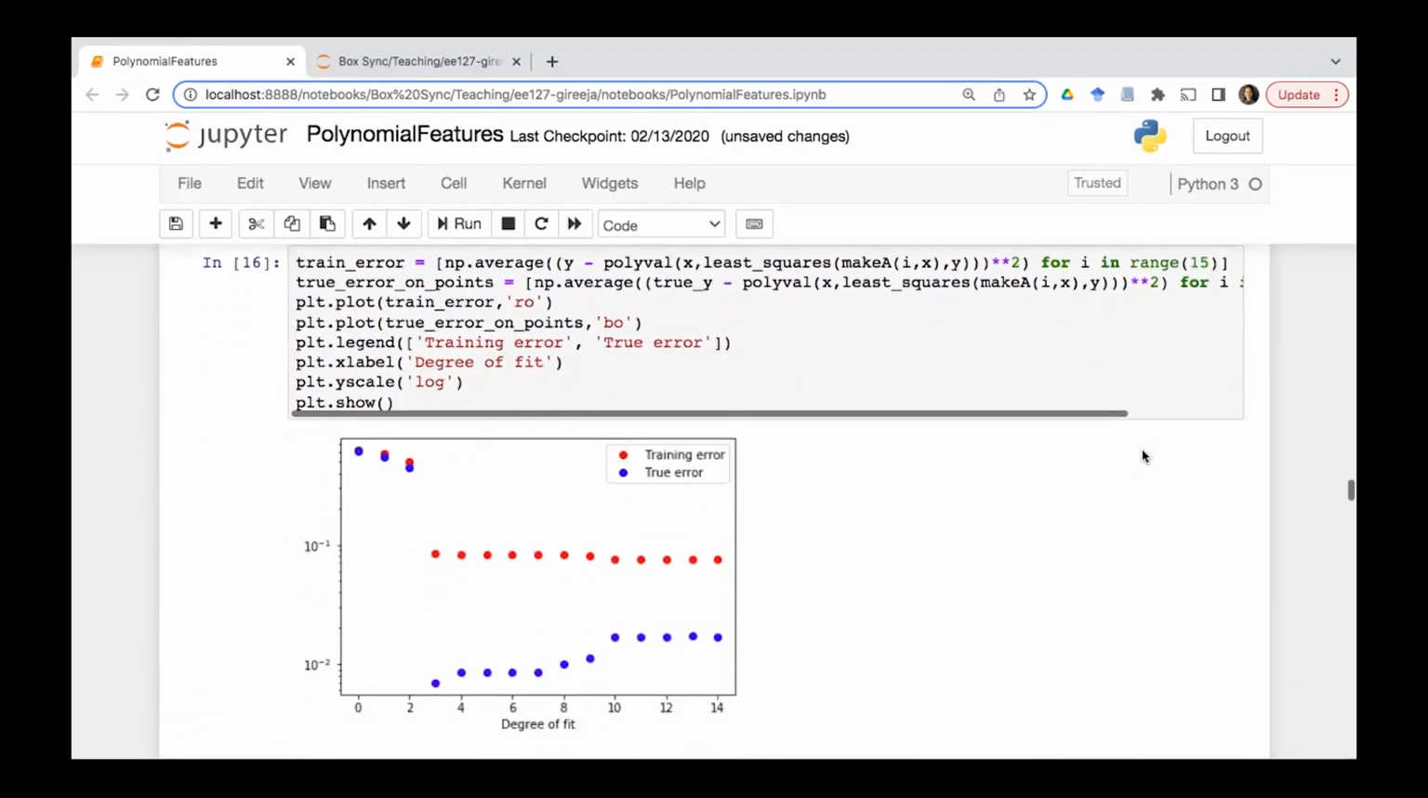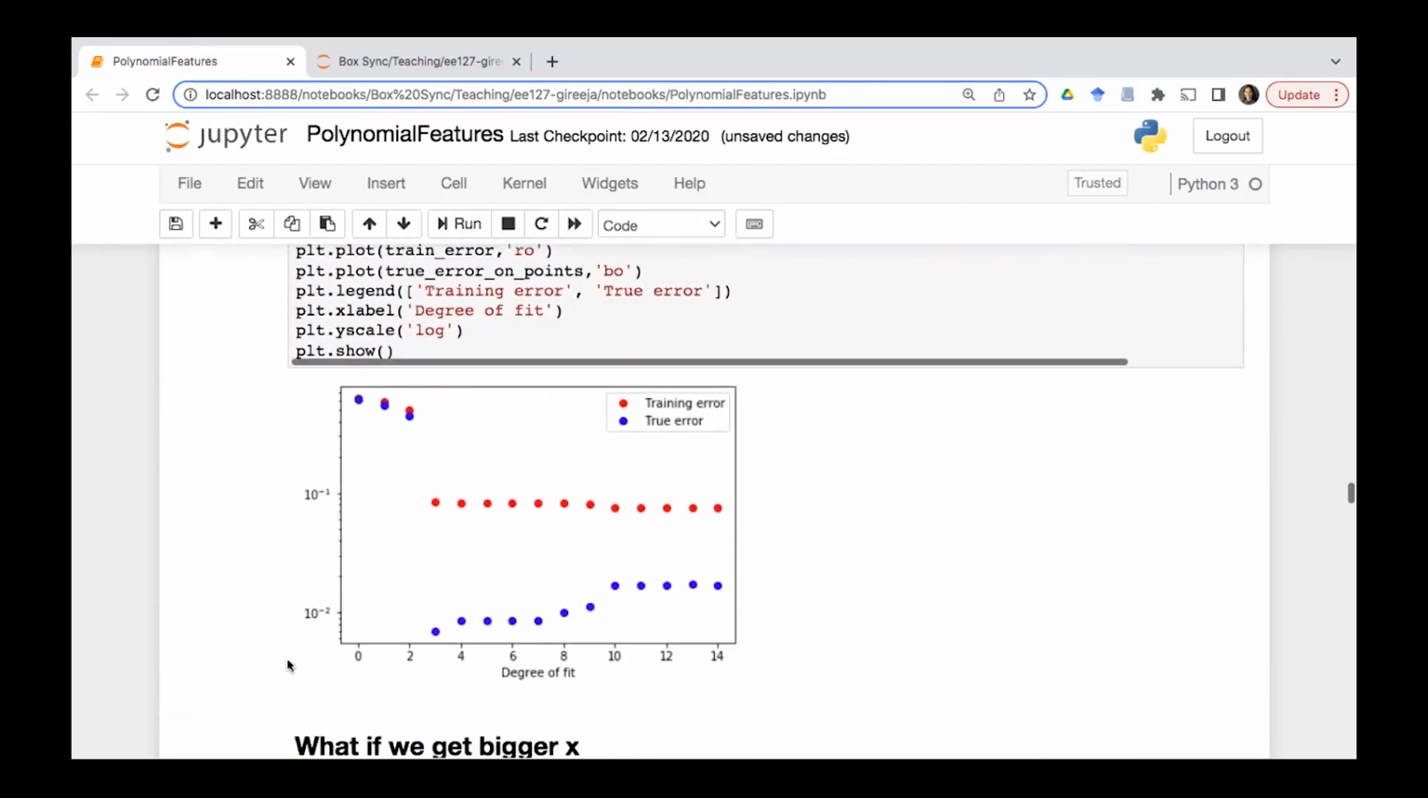So I can do this, and I have this plot here. What I'm looking at here is the x-axis is the degree of fit. So I'm saying, am I fitting a cubic or a quartic or a fifth-degree, sixth-degree? And the y-axis is the true error and the training error. As you can see, when I go to degree 3, my training error really drops from degree 2 to degree 3 because suddenly my model has the expressive power to capture what is happening in the data.